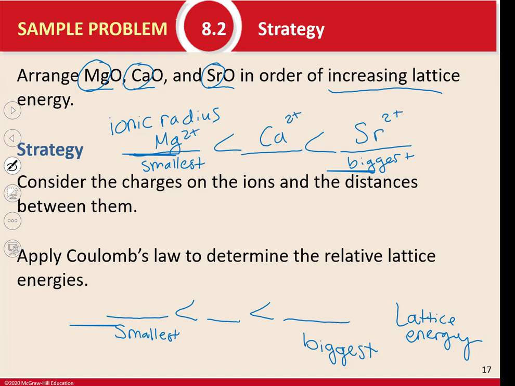All right. So for the lattice energy, it's the other way around, because the smallest ionic radius should have the what lattice energy? Biggest. Therefore, magnesium oxide should have the biggest lattice energy, and who should have the smallest lattice energy? Strontium oxide, with calcium oxide in the middle, still.